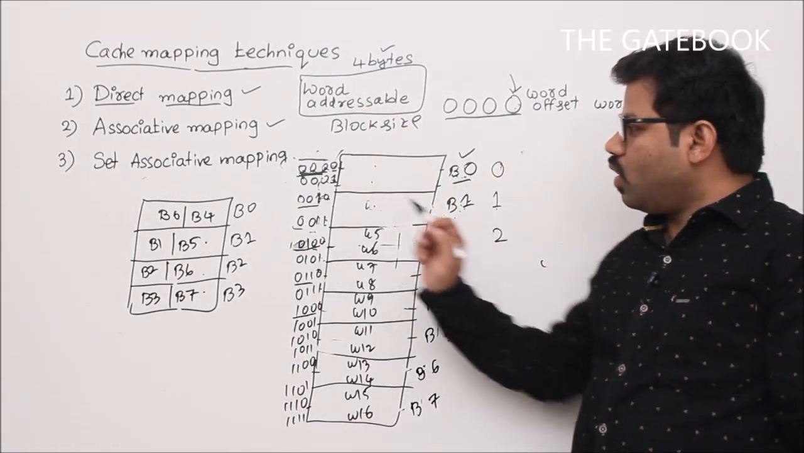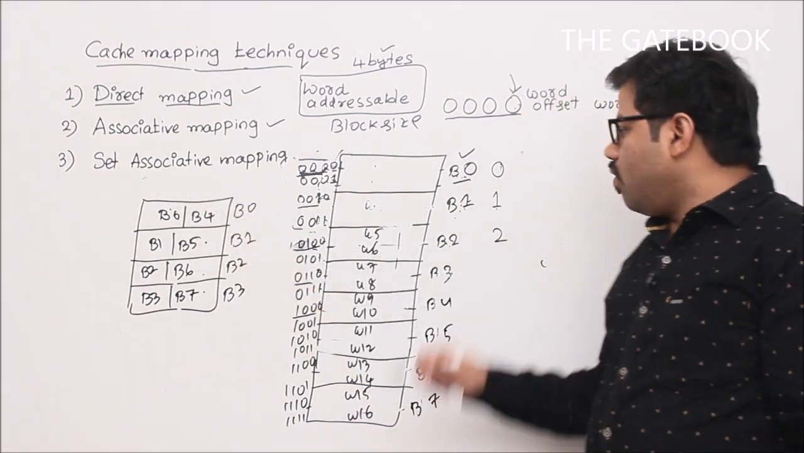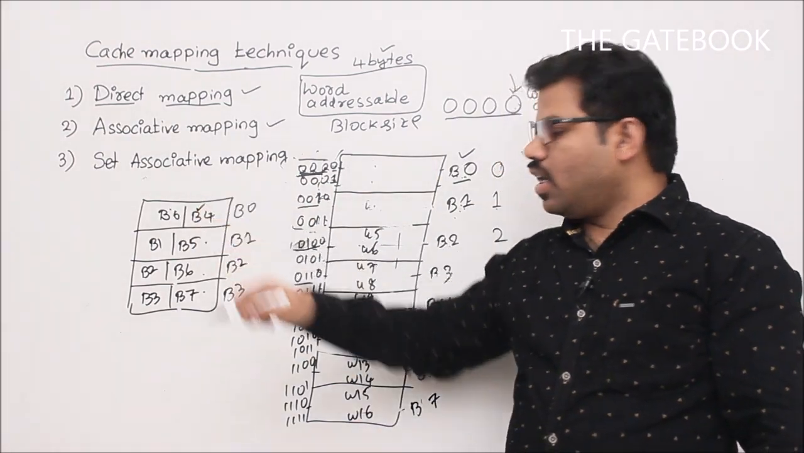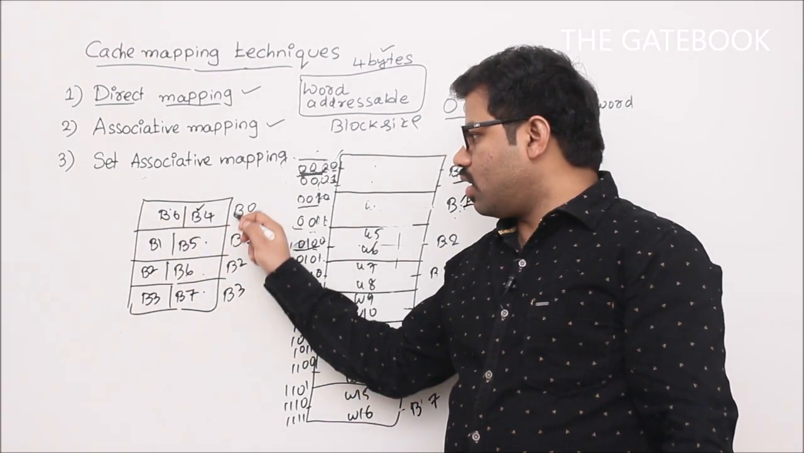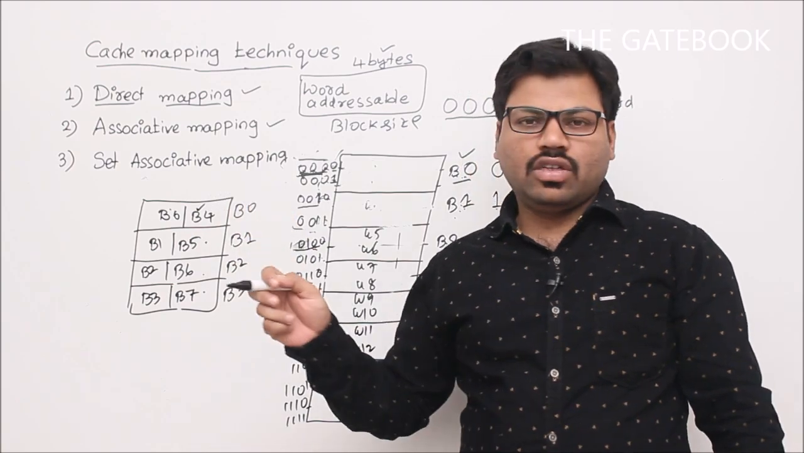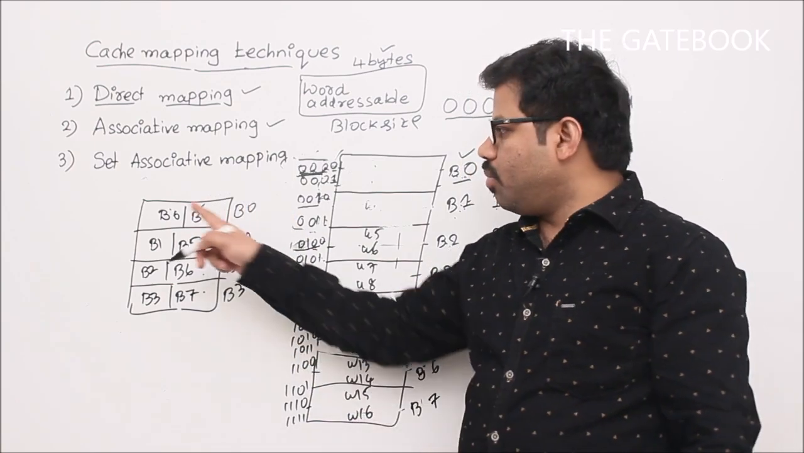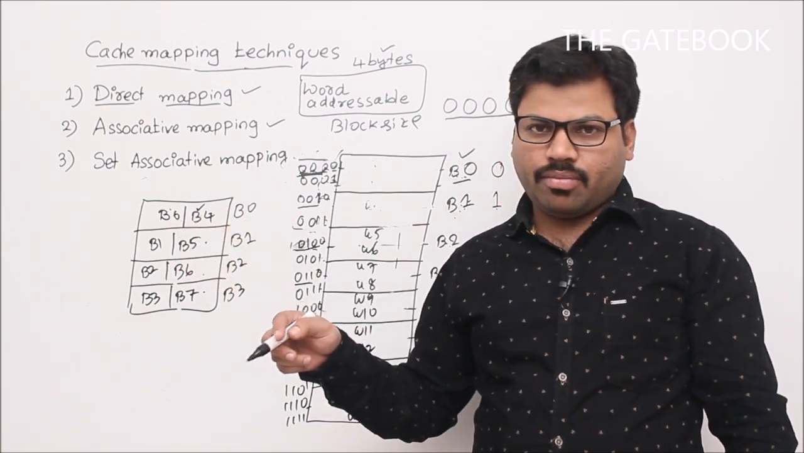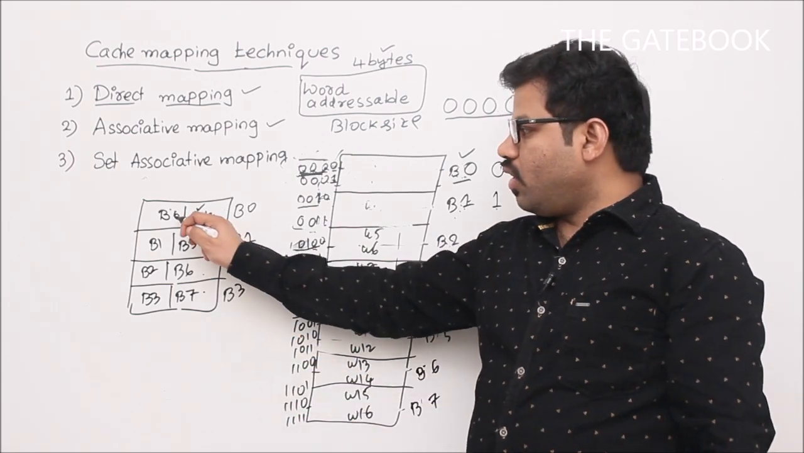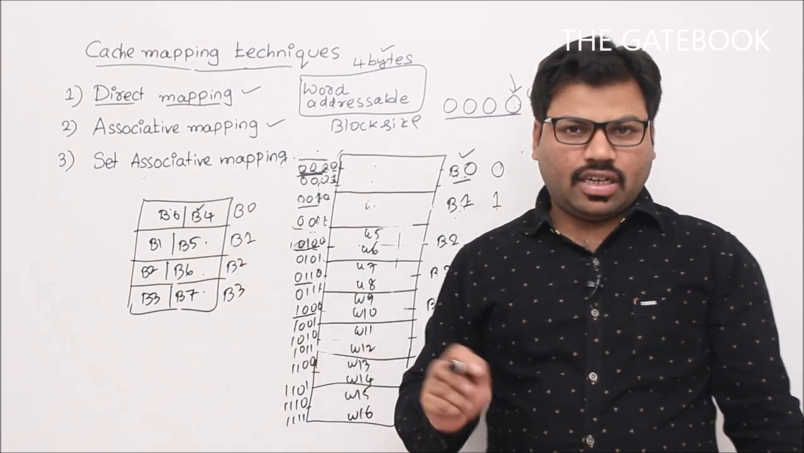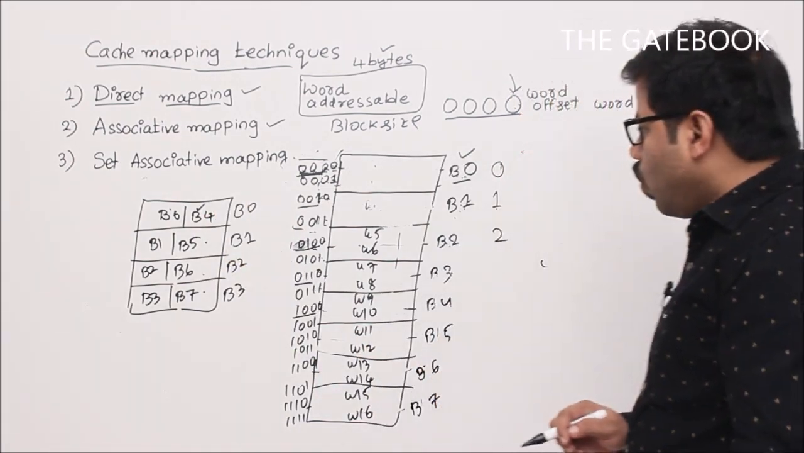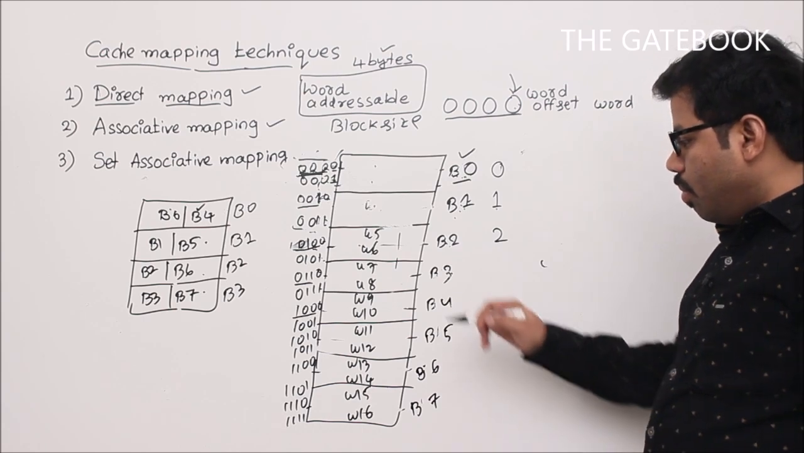Now B0 will always go here itself. B4 will always go here only. Now some students will have this question: sir, you have only 1 block capacity, right? How can you keep 2 blocks? At a time we are keeping either block 0 or block 4, not both at a time. If B0 is there here, then B4 will not be there. If B4 is there, then B0 will not be there. That's it. Okay.